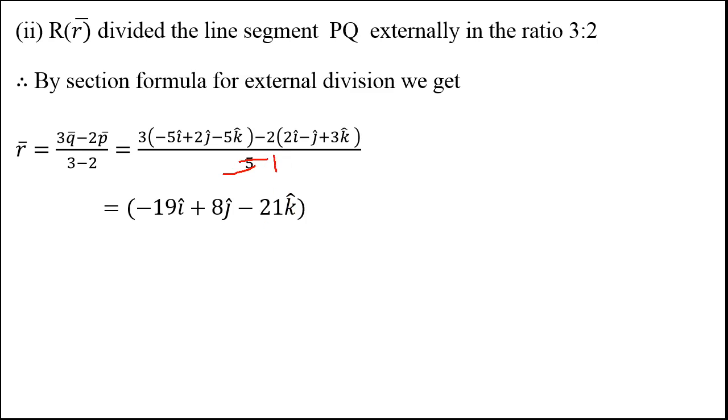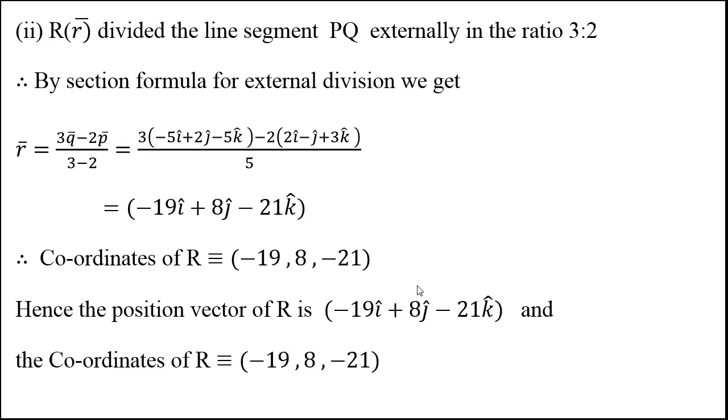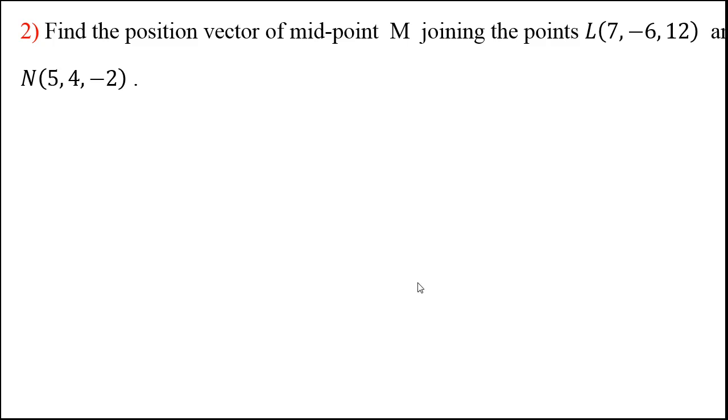So this minus 19i plus 8j minus 21k is the position vector of the point which divides PQ externally in the ratio 3:2. And if we want coordinates we can write coordinates also. Minus 19, 8, minus 21 are coordinates of that point. Okay, so this is one application of section formula.